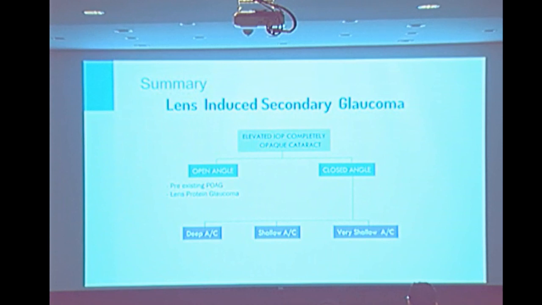So if the chamber is deep, we are most likely dealing with pre-existing angle closure glaucoma. If the chamber is shallow, accelerated primary angle closure glaucoma or true phacomorphic glaucoma in a shallow chamber. If the chamber is very shallow, either we are dealing with advanced phacomorphic glaucoma or aqueous misdirection. So at this point, I will stop and answer your questions or comments if you have any. Thank you very much.